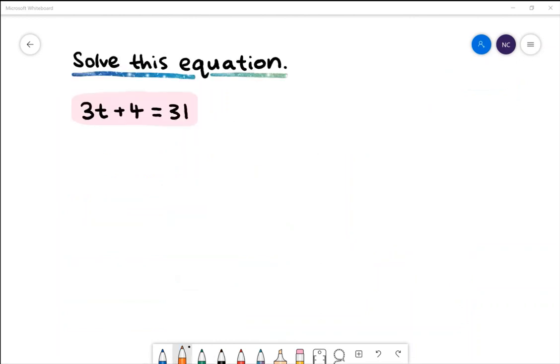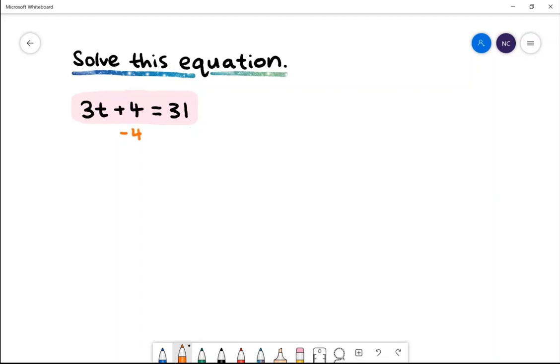Solve this equation. 3t plus 4 equals 31. We want to get the term with t by itself, so we need to get rid of the plus 4. To get rid of plus 4, we need to do the inverse, which will be subtract 4. We'll subtract 4 on the left-hand side, and to make sure the equation is balanced, we do it on the right-hand side as well.